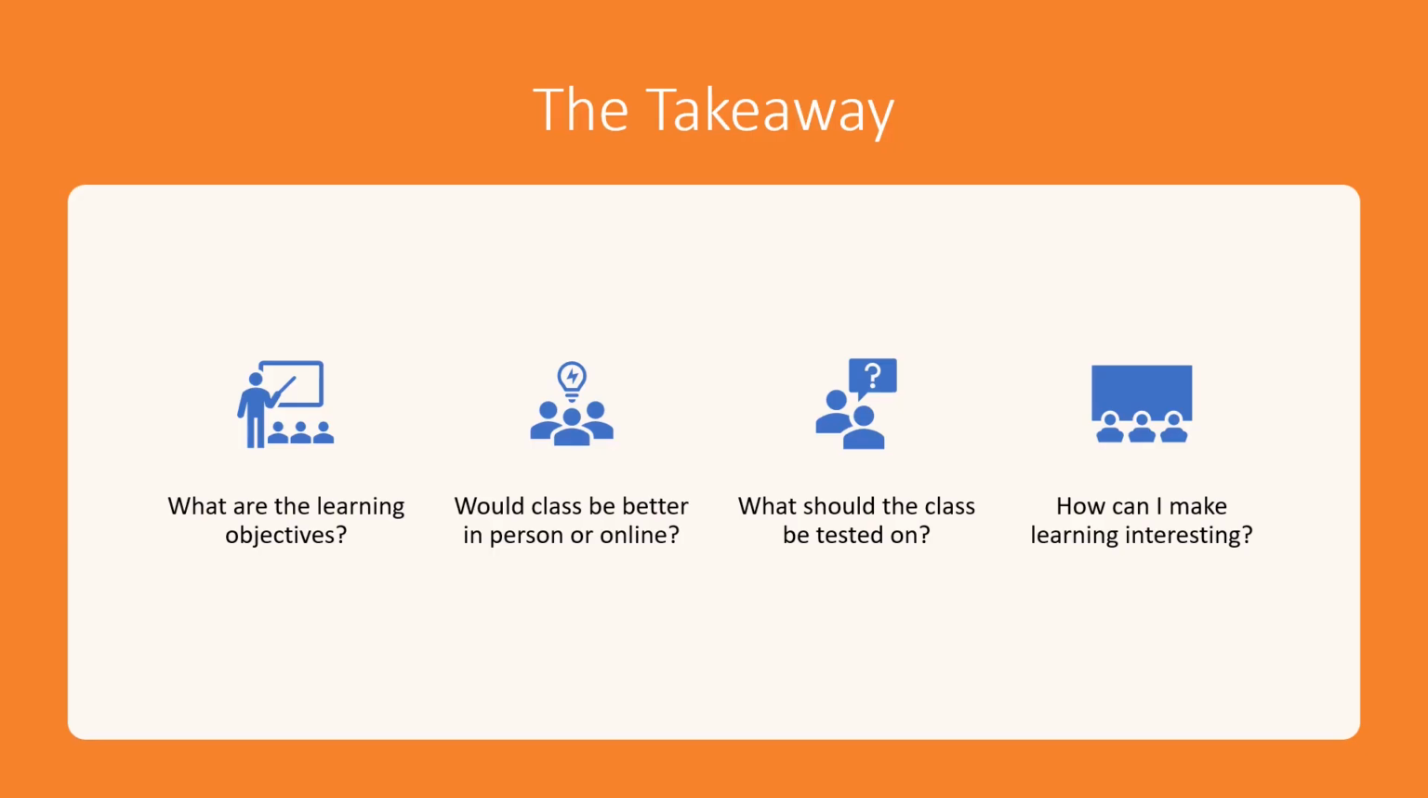So there are several key takeaways for the design process in order to actually maximize the effectiveness of your class. What are the learning objectives going to be? Like, do I want the class to memorize certain formulas? Do I want them to learn certain skills? Or do I just want them to learn everything from the book in order to help them in the future? Would the class be better in person? That way I can actually get to know the class and help answer questions better.